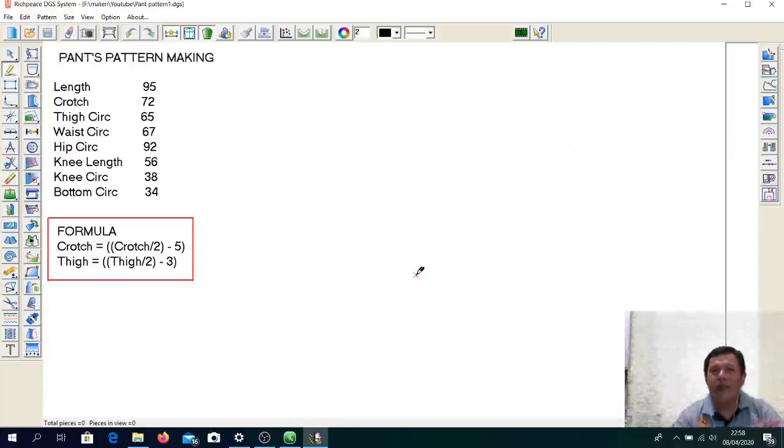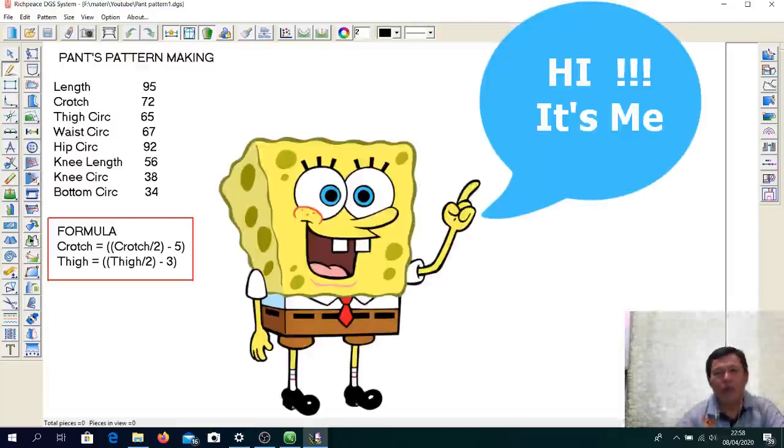We start this visualization method for pattern making for pants by using cartoon heroes or cartoons, like SpongeBob SquarePants. Yeah, I'm using SpongeBob SquarePants so that you can imagine it. What is in your mind?